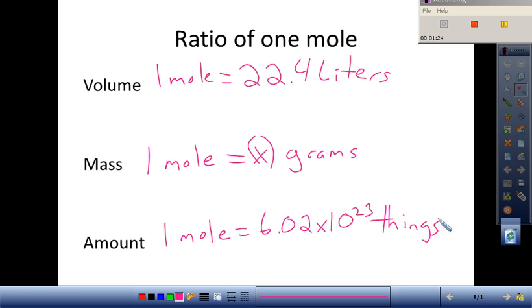Alright, these 3 ratios you need to memorize if you haven't already. And of course we can make them as a fraction, which we will do. That's how we often use them. It doesn't matter what goes on the top, what goes on the bottom. Those things are equivalent, so we can do either one.